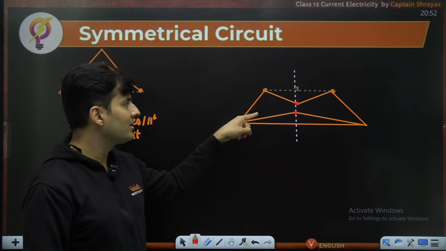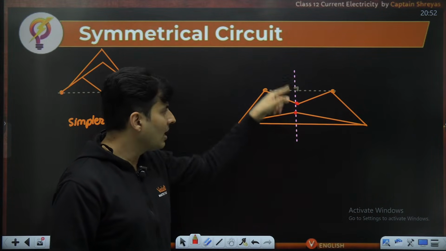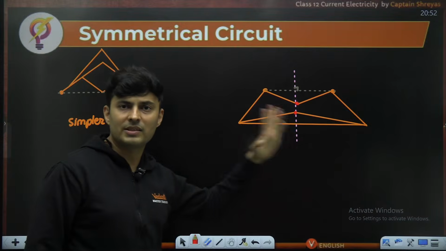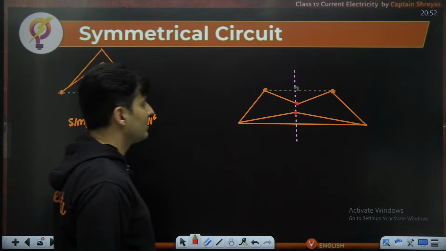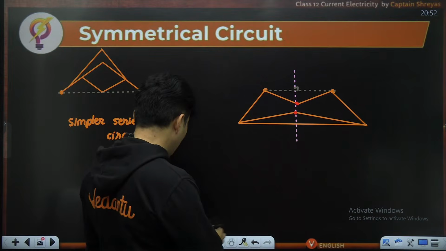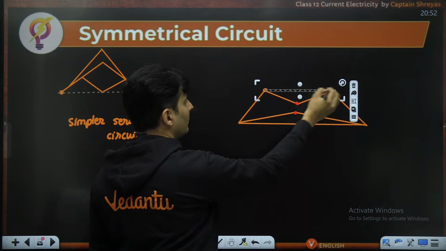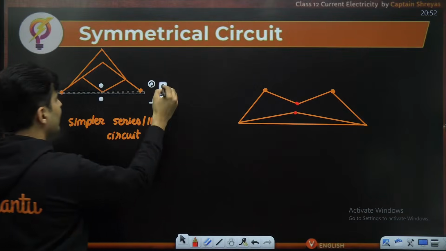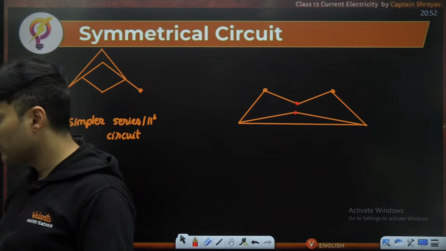The moment you see this, now these two are in series, these two are in series, and these three are in parallel. I mean, it's a simple question now. So this is a simpler series and parallel circuit. There is no wire in between them anymore. Please understand that. So you can now very easily solve this. Got it, my dear warriors, how to solve these kinds of questions.